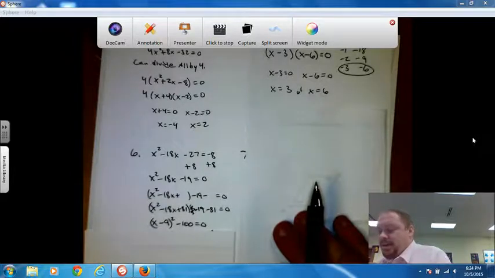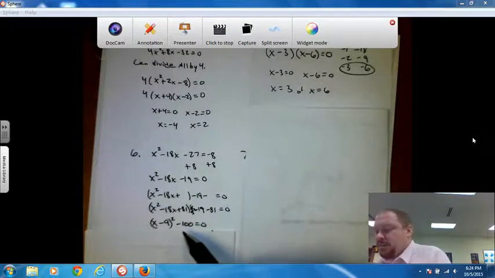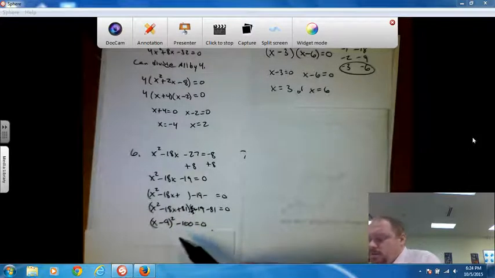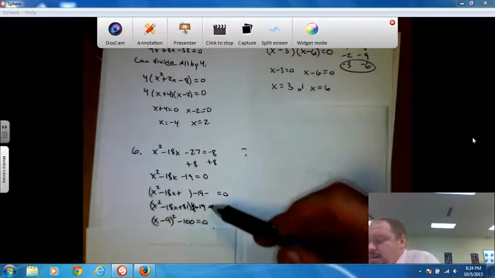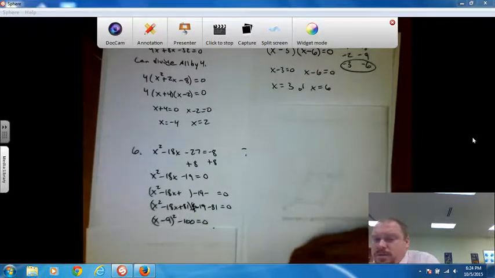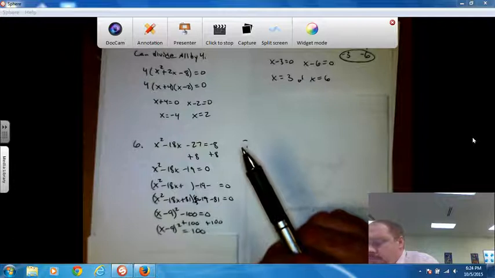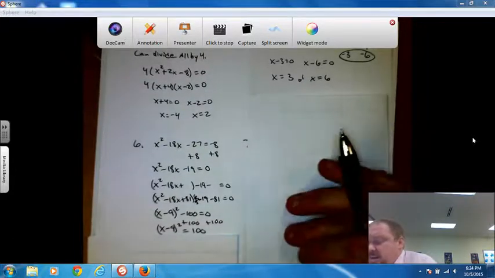So I cleaned that up. I got x minus 9 squared. Once you factor this, half of 18 is 9. Okay, and then negative 19 minus 81 is negative 100. So to solve this, I get the group by itself. I add 100 to both sides. That gives me x minus 9 squared equals 100.